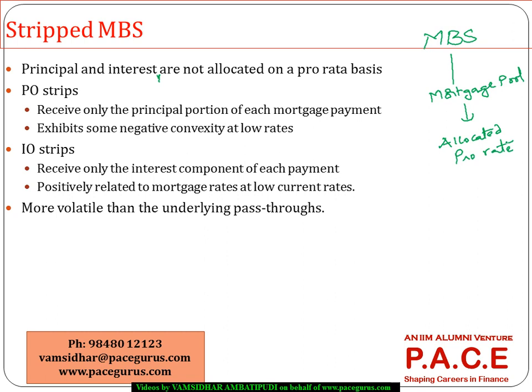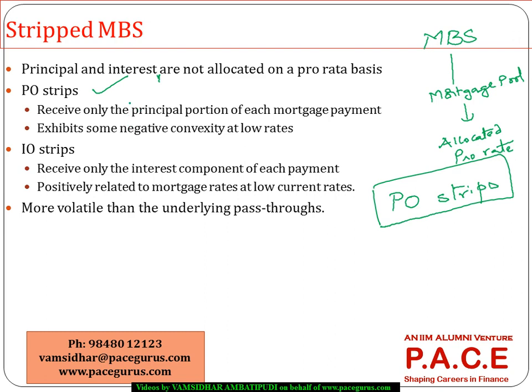But otherwise, the entire principal and interest repayments of the underlying mortgage pool are paid to the investors on a pro rata basis. But when we are talking about a stripped MBS, we look at two different instruments. All the principal only strips, meaning the investors who have invested in PO strips, are purely paid the principal that comes from the mortgage payment.